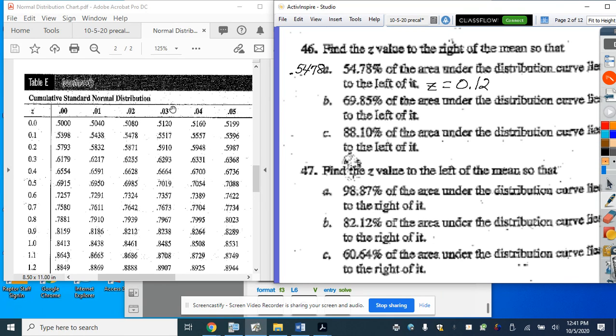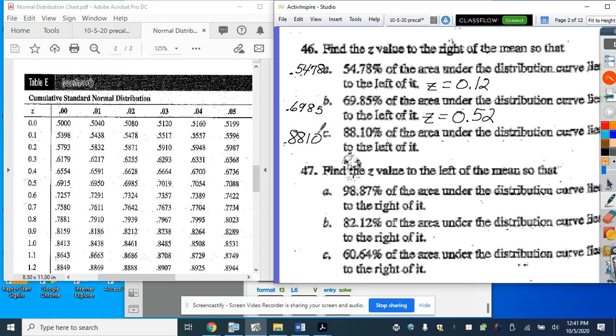Okay, same thing for the next one. On this one, I'm looking for the number 0.6985. So you're turning it from a percent to a decimal, and then you're looking for that number on the chart. And this one is right here. So I have 0.5 and then up to my 2. So z is equal to 0.52.